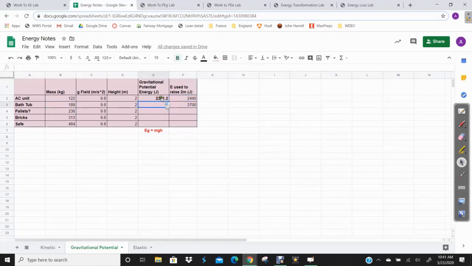Okay, so let's go ahead and do this calculation here. Mass times gravitational field strength times the height, and we get 3,704. So that one was a lot better. I think I stopped it where it was supposed to be. So that one matches up nicely.